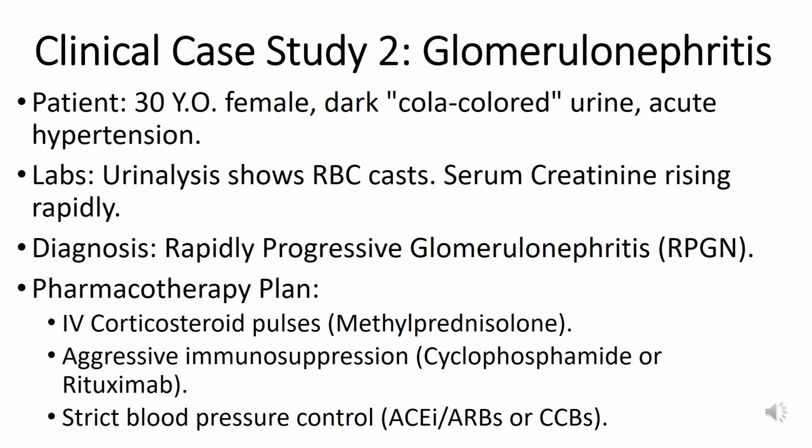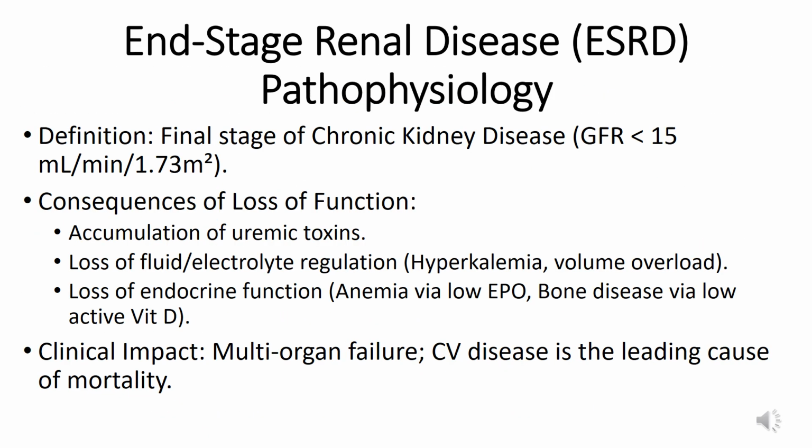This case highlights the urgency of recognizing nephritic syndromes. Cola-colored urine, red blood cell casts, and rapidly rising creatinine should never be ignored. Early diagnosis and aggressive immunosuppressive therapy can be life-saving. Most importantly, prompt intervention may preserve kidney function and prevent progression to end-stage renal disease. End-stage renal disease, or ESRD, represents the final stage of chronic kidney disease. At this point, the kidneys have lost most of their functional capacity.